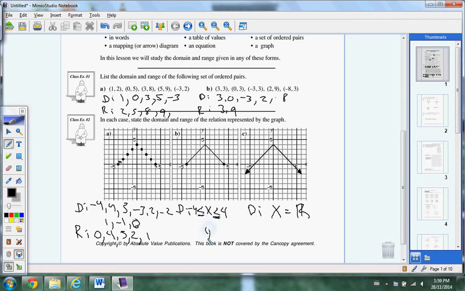Y. Yep. Okay. Good. So your range is between 0 and 4 for this one, for this continuous. Okay, so greater than or equal to 0, less than or equal to 4. Very good.